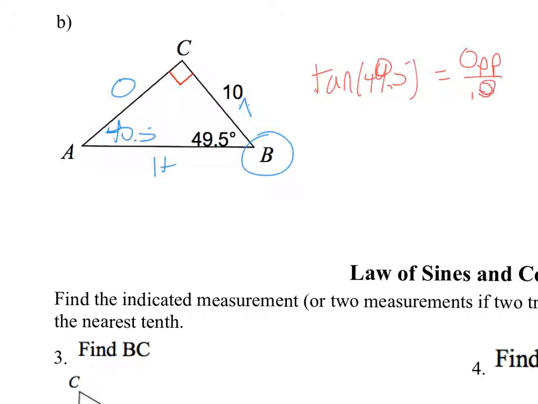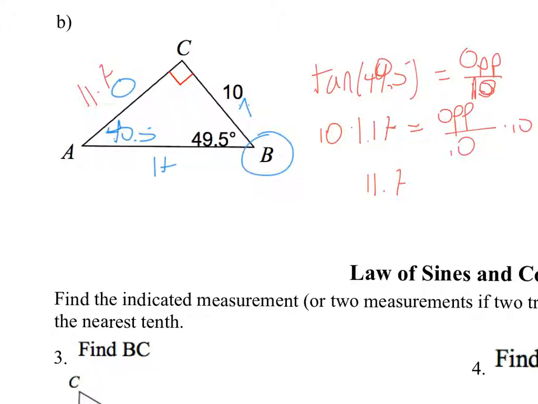Wow, this is being awful today. And when I find that value out, in other words, tangent of 49.5 degrees, I get 1.17 is equal to the opposite over 10. Multiply both sides by 10, and we get 11.7 is equal to the opposite side. So that's up here, 11.7.